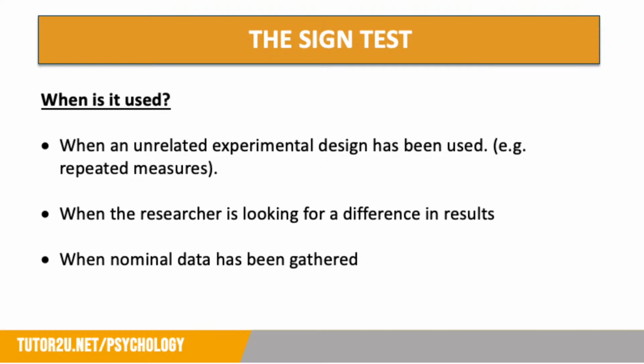Which should be related. So we're looking at a repeated measures design. We're looking for a difference in the results, and then we've got nominal data being gathered. So well done. Just like Anne said there, that's your first thing to think about in the exam: do I know the justification for using these tests, and have I practiced enough stems to be able to pick out the reasons for using these different tests?